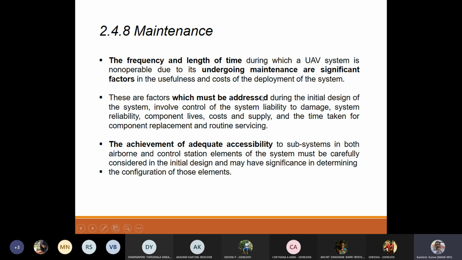So these are the factors which must be addressed during the initial design of the system, which involve the control of the system: reliability to damage, system reliability, component lives, cost and supply, and time taken for component replacement and routine servicing. Okay, so these are very important points. Sometimes if you're developing the components, those components may not be there after a longer period, correct? So you should tell how long your system support will be there, and how long it is going to take to repair that, correct? So replacement in terms of your integration, in terms of your component availability in the future.